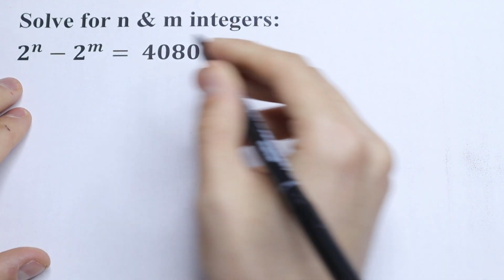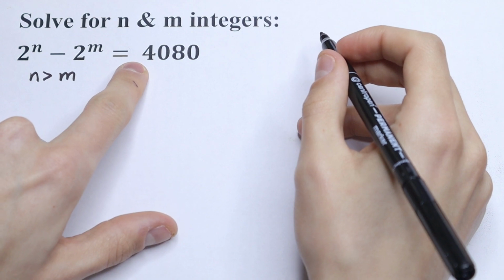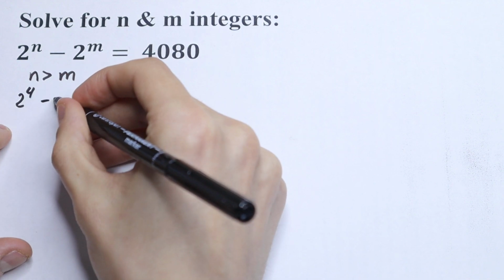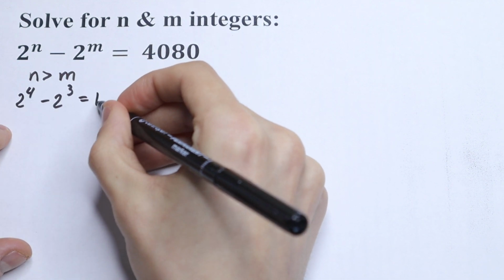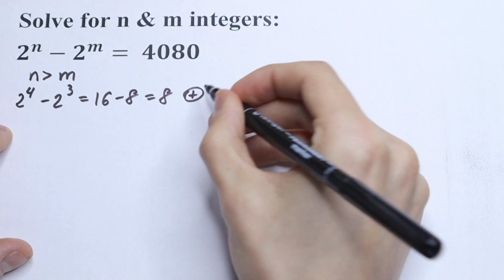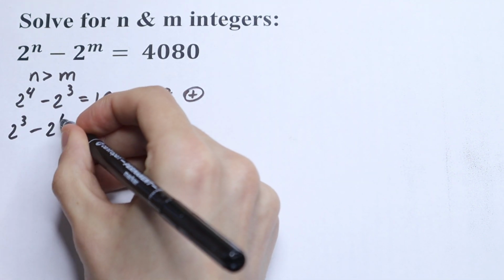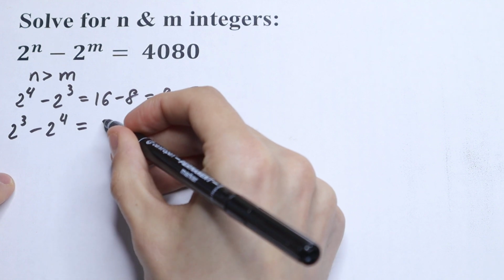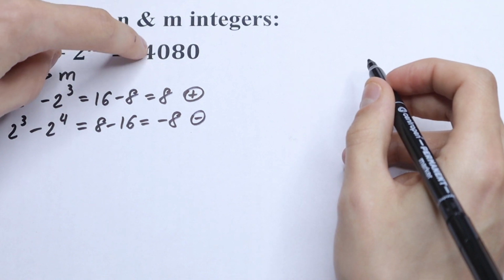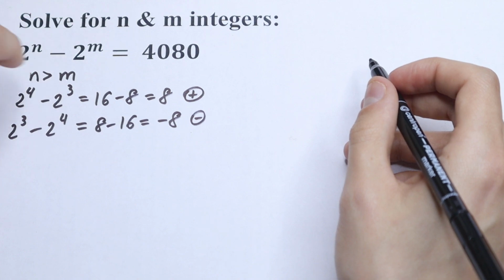I want to start by noting that n is greater than m, because we have a positive number right here. For example, if we have 2 to the 4th power minus 2 cubed, we will have 16 minus 8, which is equal to 8. So we have a positive number. And in the reverse way, if we have 2 cubed minus 2 to the 4th power, it will be equal to 8 minus 16, which is equal to minus 8. So we have a negative number. Right here we have a positive number, so this power will be greater than that one. So n is greater than m.